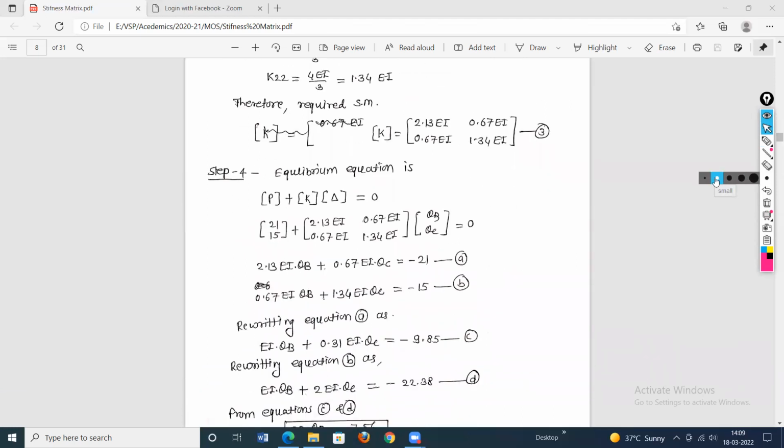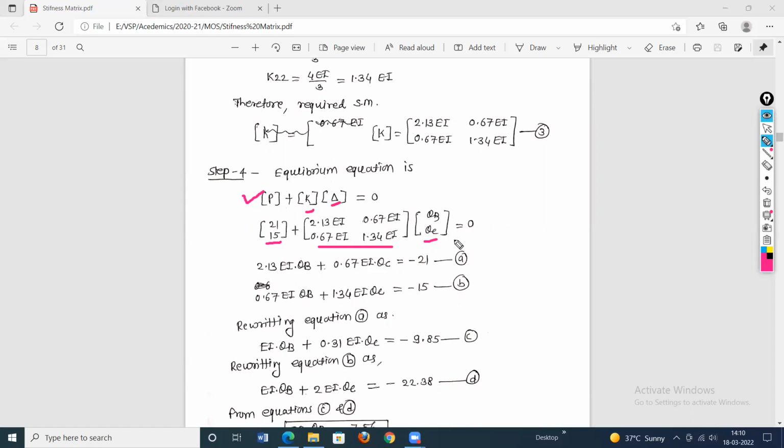Then in step 4, we have developed the three matrices. Just connect them by using the equilibrium equation. So the load matrix plus K matrix into delta matrix is equal to 0 is the equilibrium equation. This is the load matrix, equation number 2, plus the K matrix, that means equation number 3, into the displacement matrix, equation number 1, equals 0.